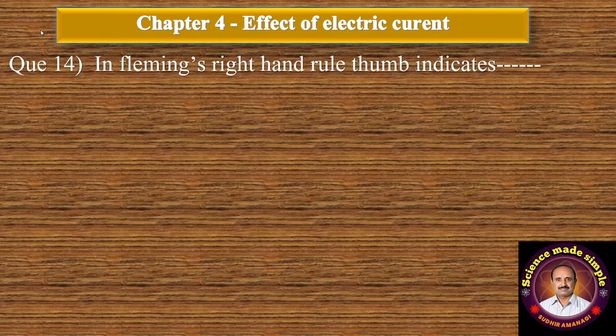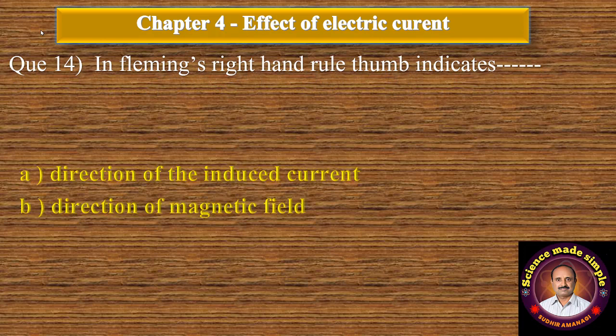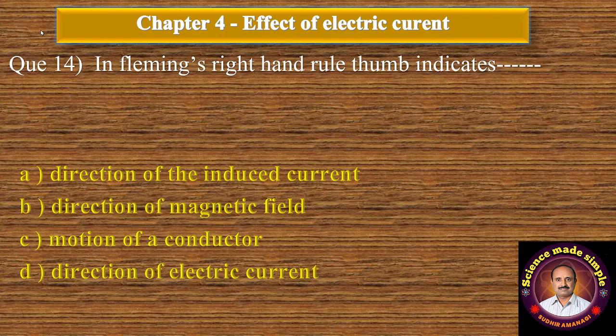Question number 14. In Fleming's right hand rule, thumb indicates dash dash. Option A, direction of the induced current. B, direction of magnetic field. C, motion of a conductor. D, direction of electric current. And correct option is that option C, motion of a conductor.